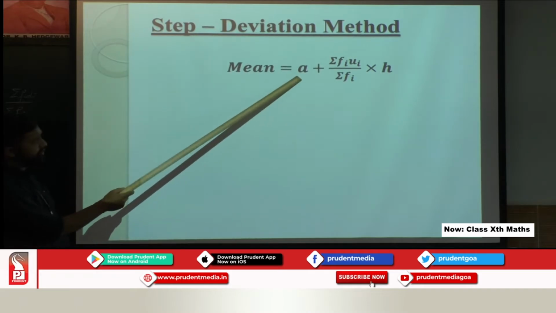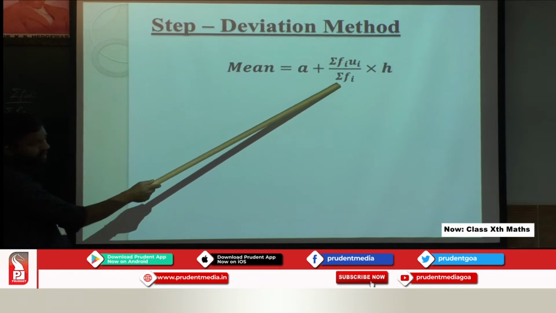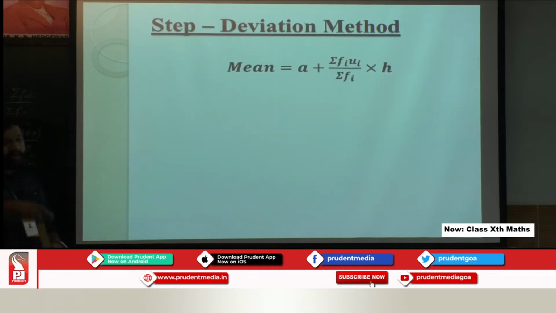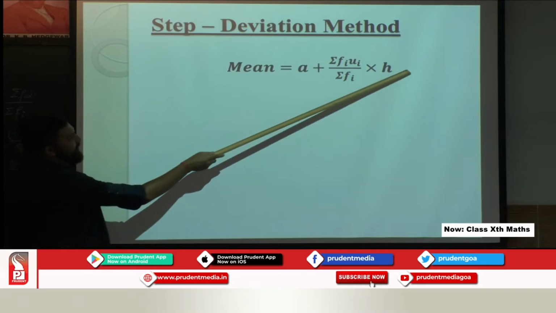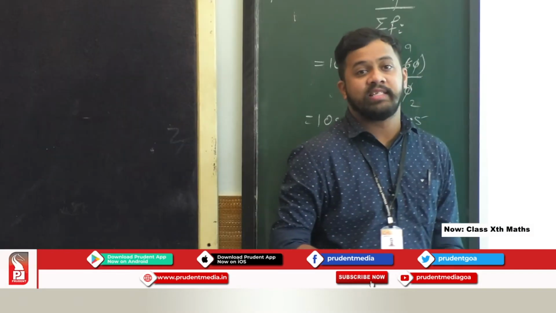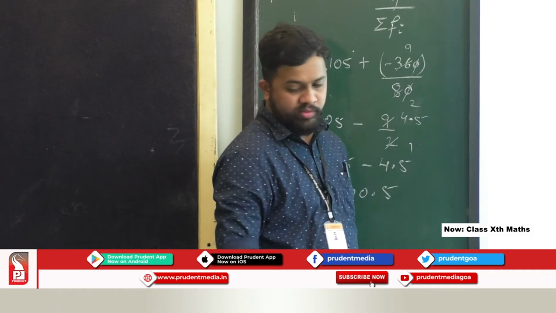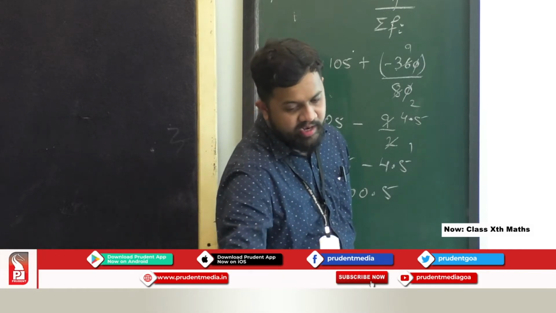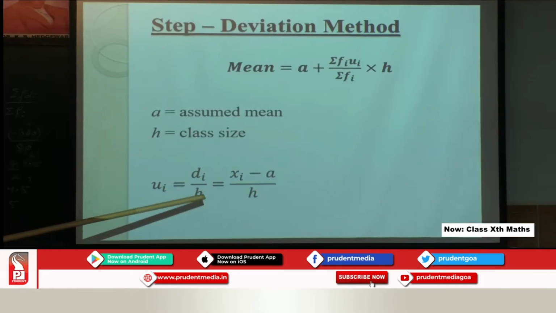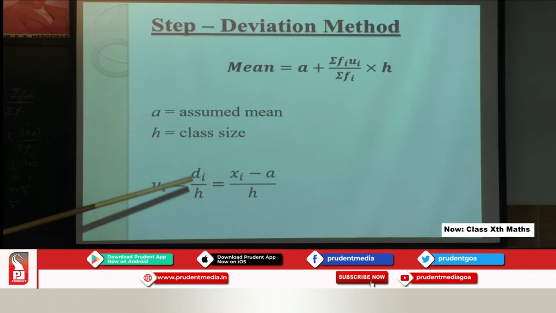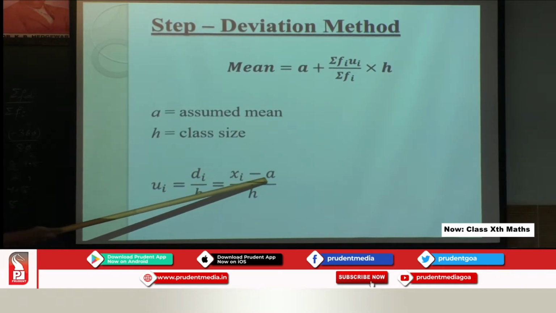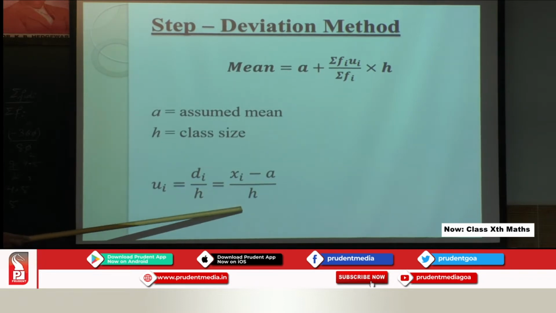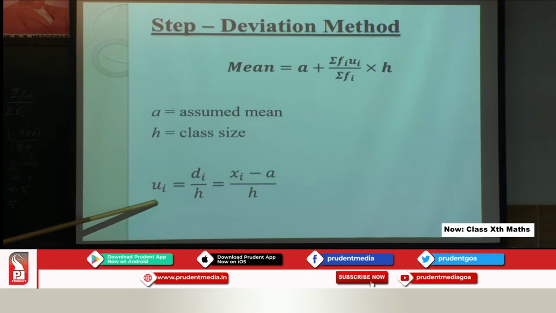A, you are familiar with, assume mean. Summation fi is also common. There is something called ui, I will explain to you what is ui, and there is what is known as h. You know what is h? Class size or class width, that is what is called h. So A is assume mean, h is class size, and the formula of ui is di upon h. What is di? Deviation. In the last method we have seen, di is deviation. And what is the formula of di? xi minus A. See, xi minus A divided by h. So one column will be there now, ui.